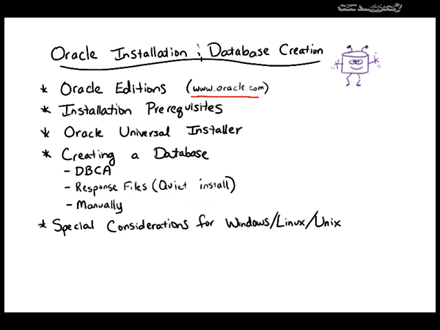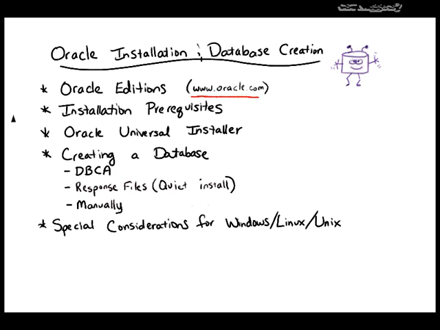In this nugget, we'll discuss the various Oracle editions available to us from their main website, that's oracle.com. There's about 5 different editions available, and in the trial version, all of them are free, but once you use them in a production environment, they have varying costs. Then we'll discuss the installation prerequisites.